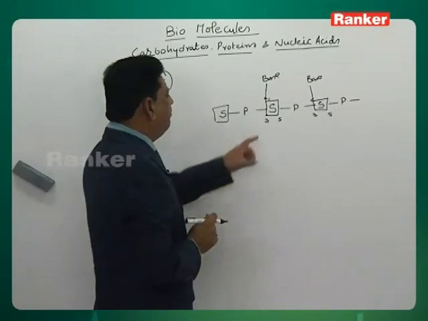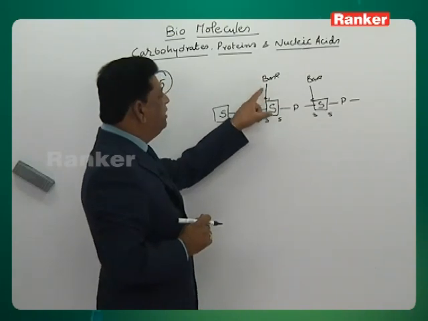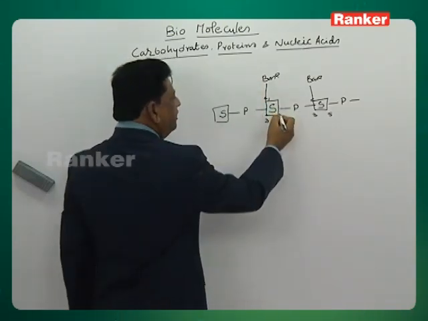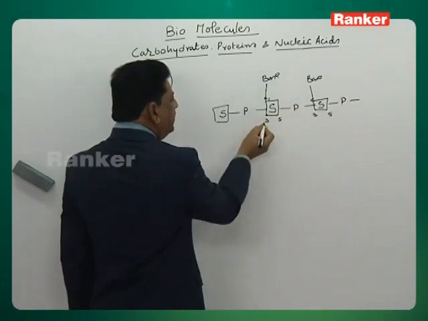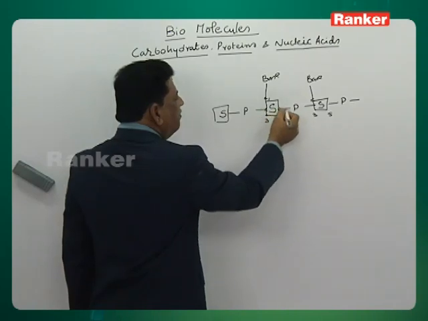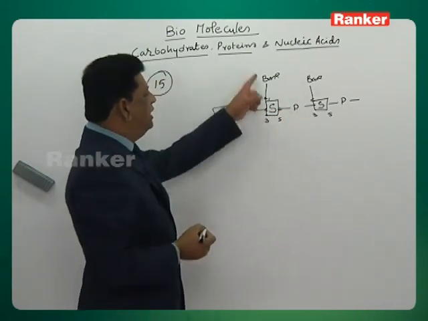The sugar will have 5 carbons. At the first carbon the base will be attached. The fifth carbon is linked to the phosphate. The third carbon is linked to another phosphate. So, third and fifth are linked to the phosphates and the first is linked to the base.